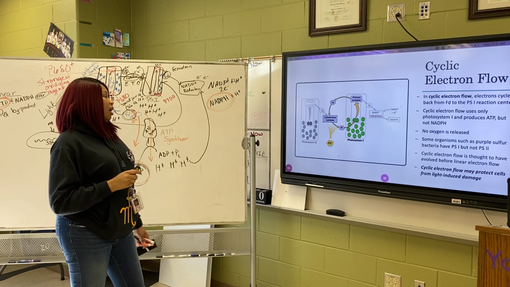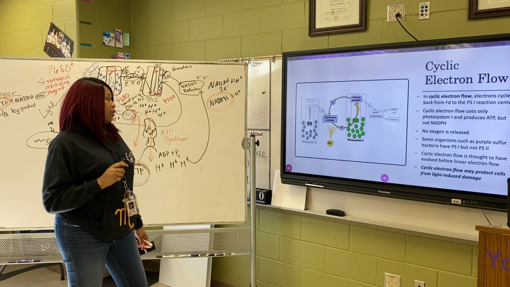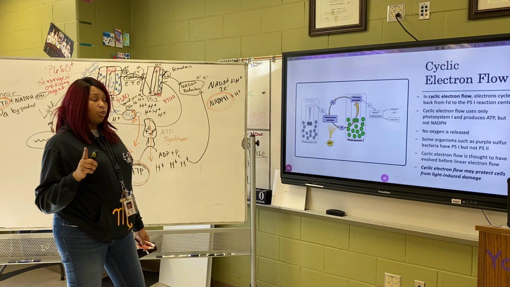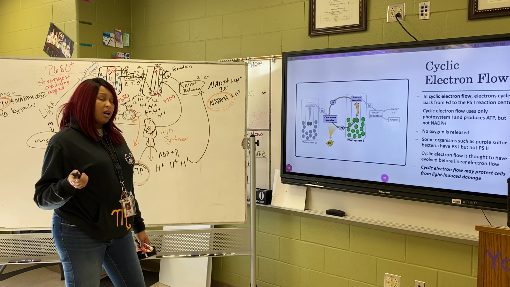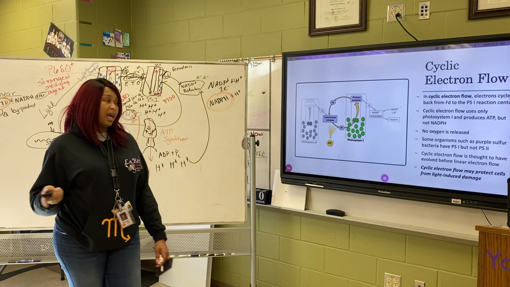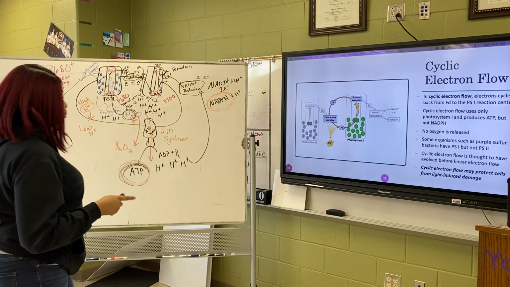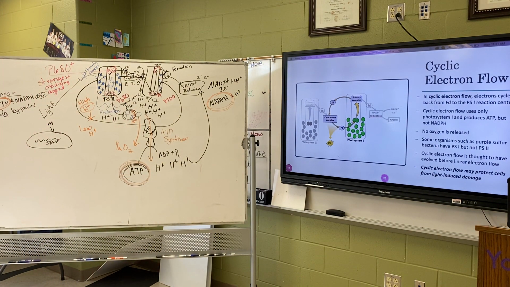This happens over and over and over again, and the only thing that is produced in the cyclic flow is ATP. Now, some older plants don't have photosystem 2, they only have photosystem 1. So they use that to produce ATP. And cyclic flow can also occur in plants that have both, and it may be to protect the cells from light-induced damage, okay? To pull in that 700 nanometer light waves and actually use it for something.